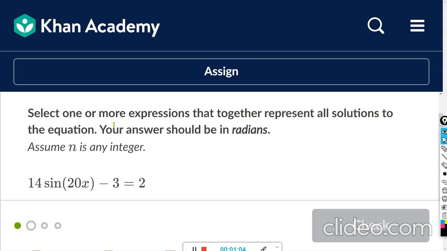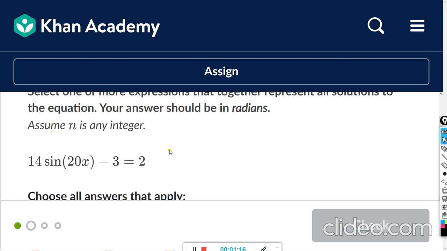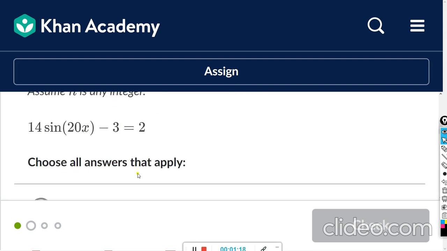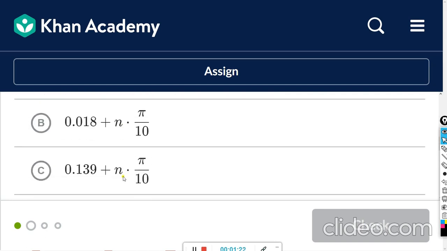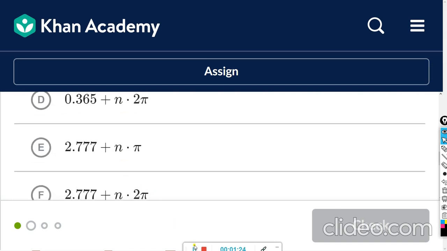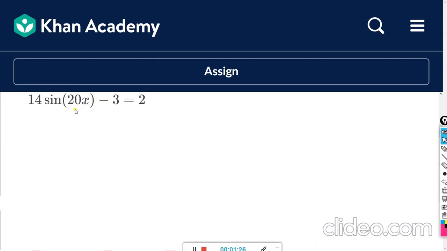It says select one or more expressions that together represent all solutions to the equation, and your answer should be in radians, n is any integer. So here's the equation. We're basically solving for x, and it says choose all answers that apply, so there's possibly more than one correct answer here. We have x as part of the angle.